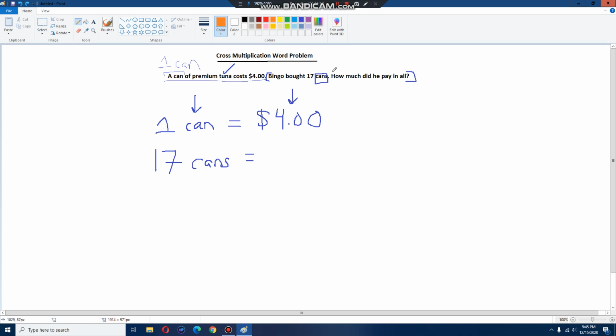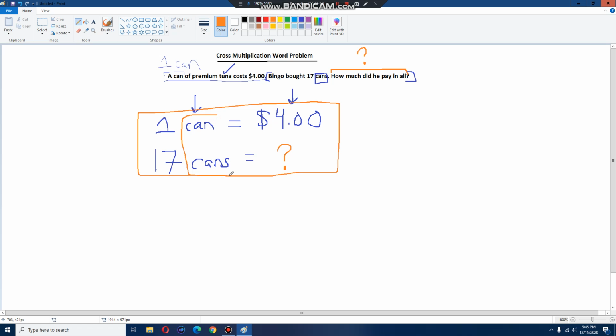And the next question is, how much did he pay in all? How much did he pay? That's not a number. That's just a big giant question mark that we don't know, and that's what you have to solve. So how much did he pay means money. So right over here, I'm going to put a question mark. And that is what you will have to solve using the cross multiplication technique. And there we go, we set it up. You see that?